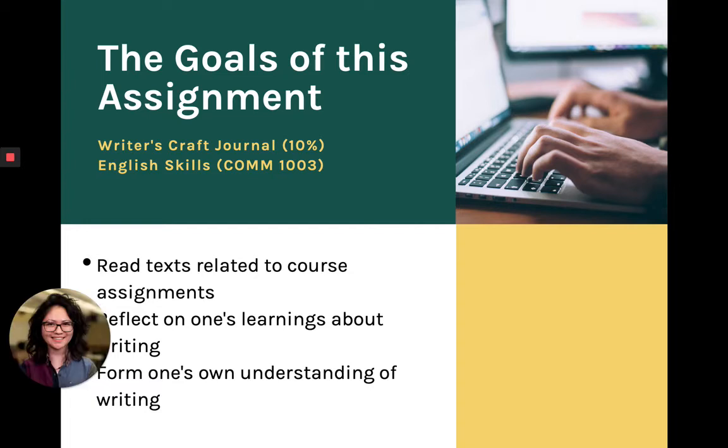Ultimately, the goal of this assignment, as with all of the assignments in this course, is to prepare you for reading and writing in your other college level courses and the workplace, and learn from others how to improve the focus, clarity, and organization of your own writing. So now, the next step is to create your Writer's Craft reflection paper. So let's go over the assignment instructions.